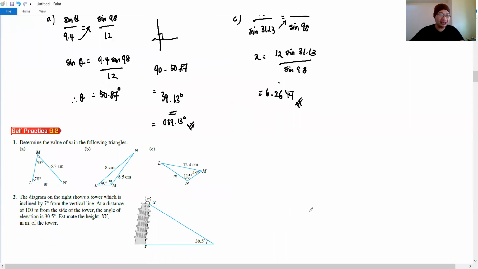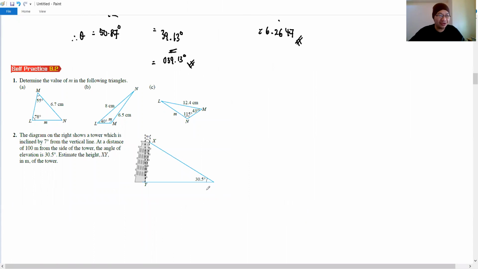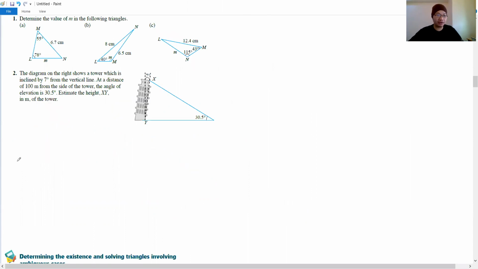Now next, set practice 9.2. You need to do all these questions, my students. So number 1 and number 2. Let's discuss number 1 first. For number 1A, we want to find the value of m here. This is the sine rule. Why? Because 78 is partnering with 6.7 and m is partnering with 55. So automatically sine rule. For A, m is the length over sine 55, equals the second pairing, 6.7 over sine 78.